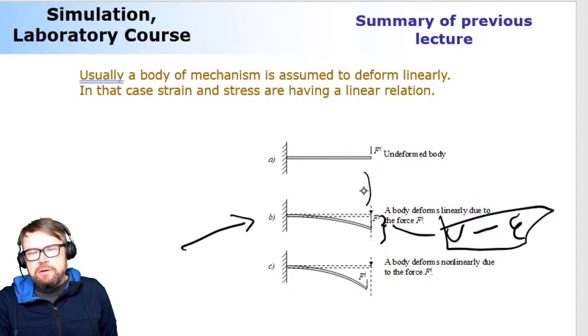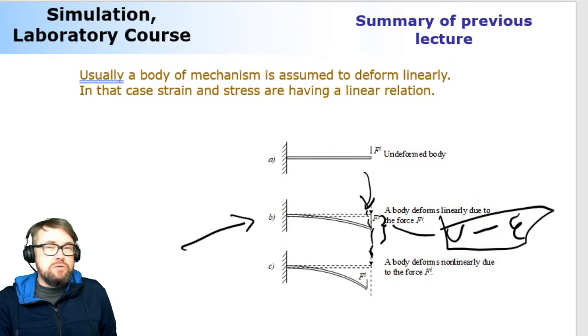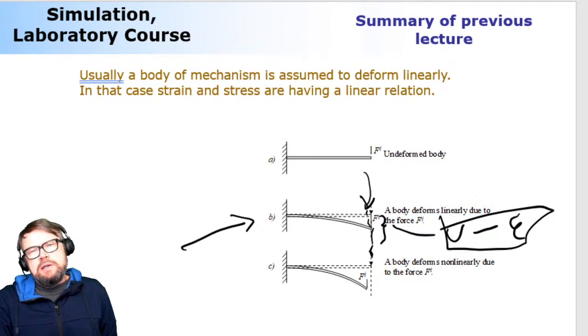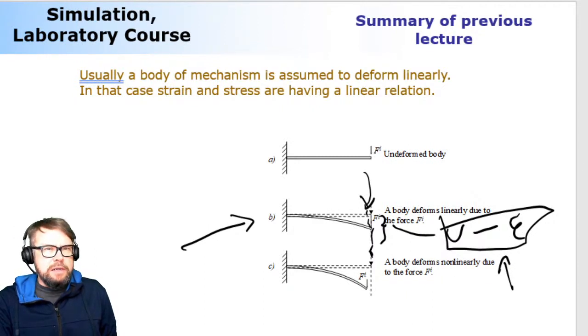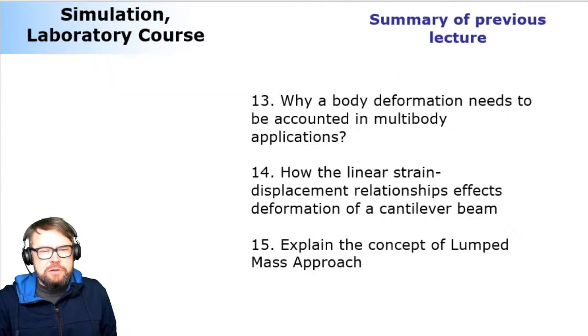And it means that if you're looking at the free end, the loading end of the cantilever beam, that remains in a loading line, which is okay. It looks natural if the deformation is small, and it looks very unnatural if the deformation is large. And to make that more natural, according to reality, this strain displacement relationship needs to be nonlinear. So that's how it affects. That's the answer to question number 14.